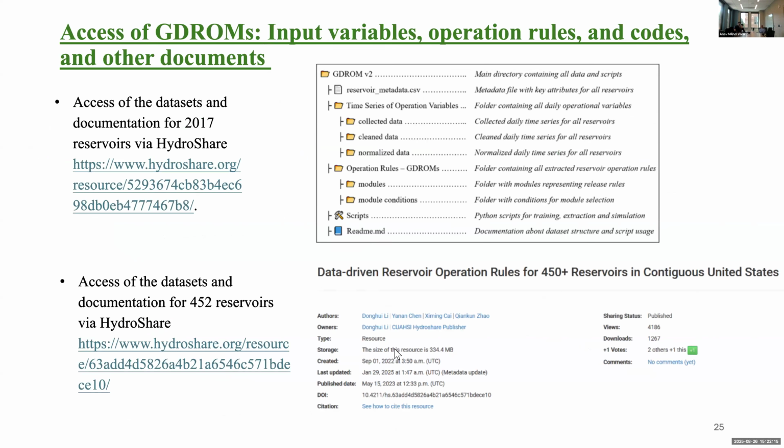And so how do we actually get these rules if we wanted to go with the raw data? We have two sets of files which are uploaded on HydroShare and can be publicly accessed. We have the original GDROM, which consisted of 452 reservoirs. We also have an extended version with 2017 reservoirs. And along with the modules and the module conditions themselves, we also provide the raw data. So we have the daily time series of all these reservoirs of inflows, storages, releases, etc., and the metadata for each reservoir.